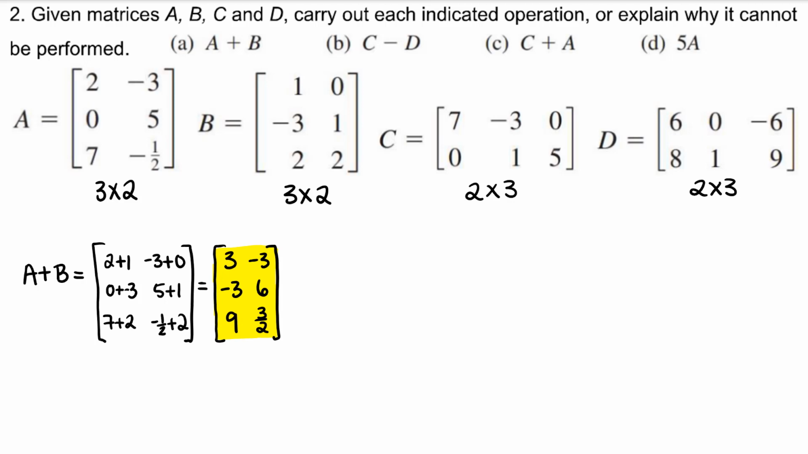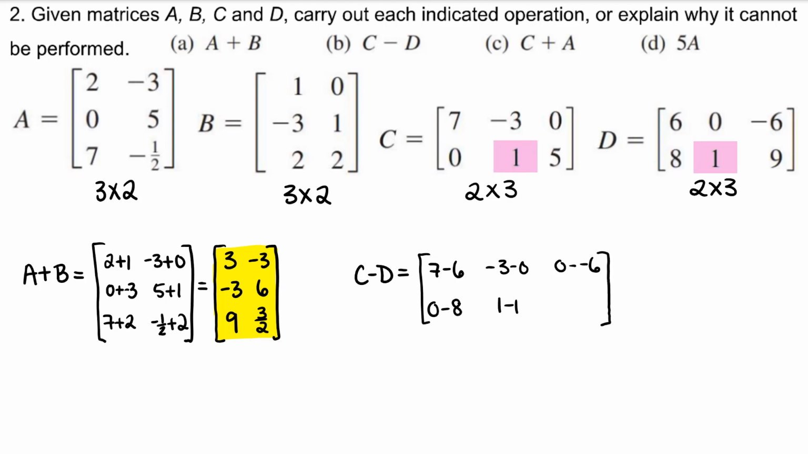For C minus D, we'll subtract each corresponding entry. So the first entry in the first row, first column will be the subtraction of the entries in the first row, first column for C and D, 7 minus 6. Continue. Now simplify, and you have your resulting matrix with dimensions 2 by 3.